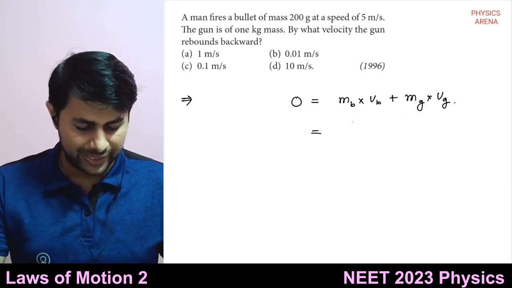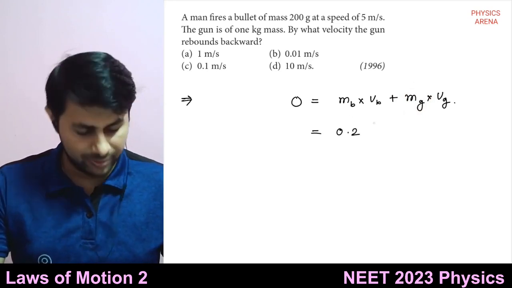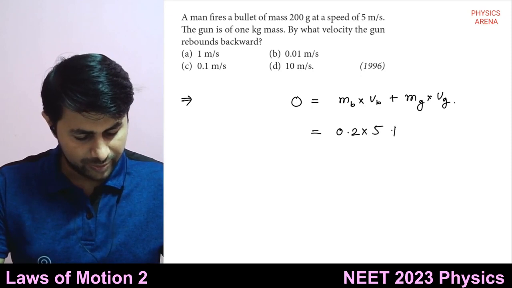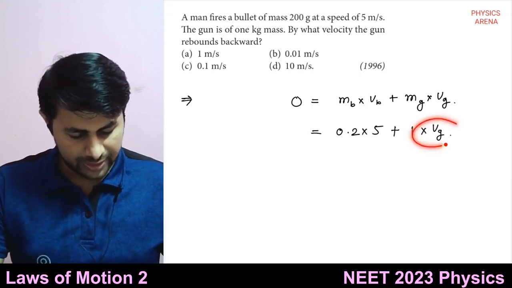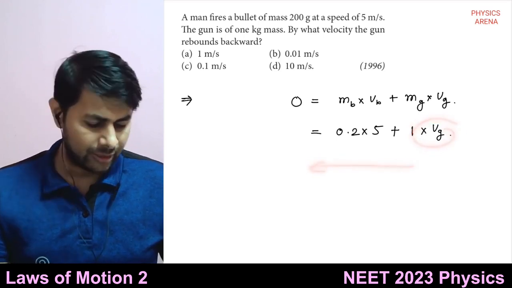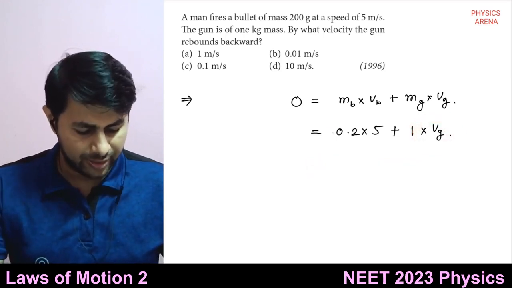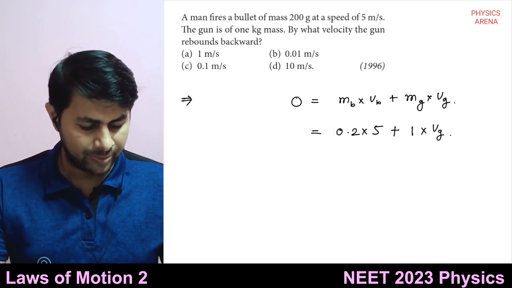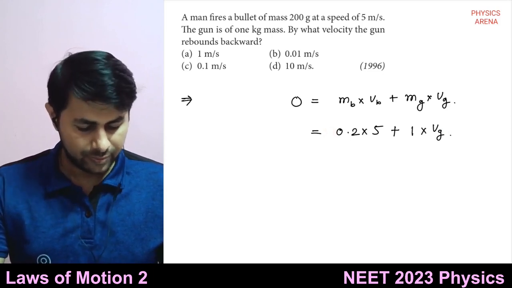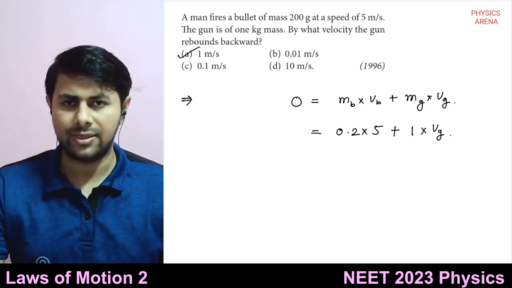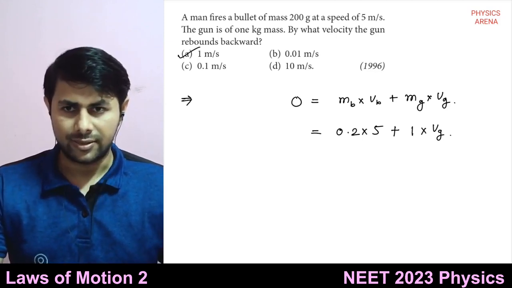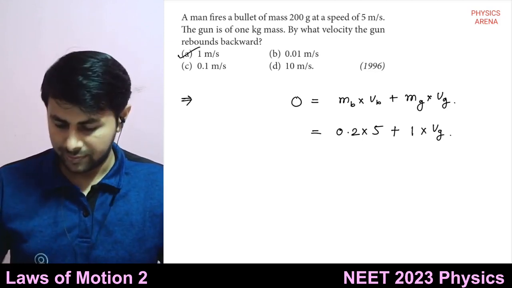200 grams means 0.2 kilograms, multiplied by 5, plus 1 multiplied by Vg. So you can take this to the left side, and Vg will be the negative of this. So 0.2 multiplied by 5 is 1. So 1 meter per second is the answer.